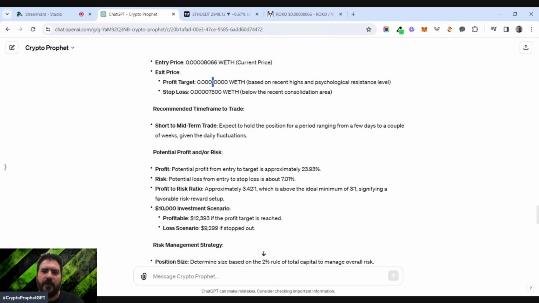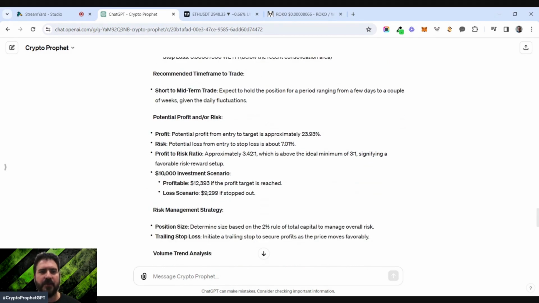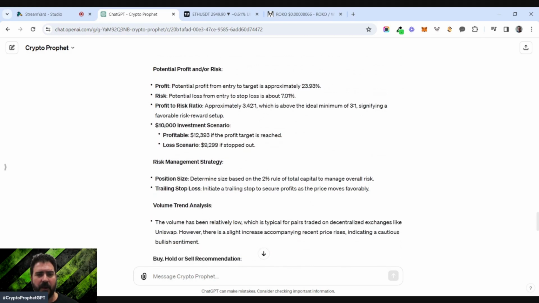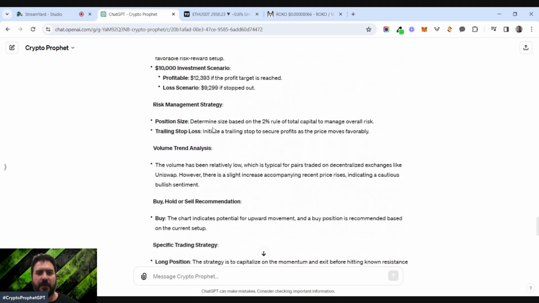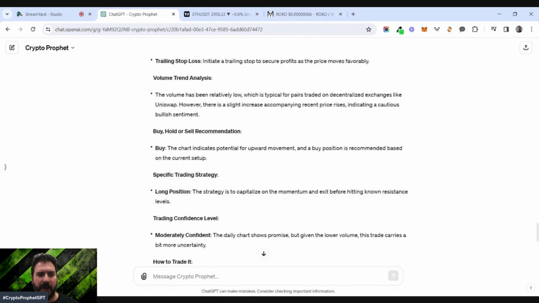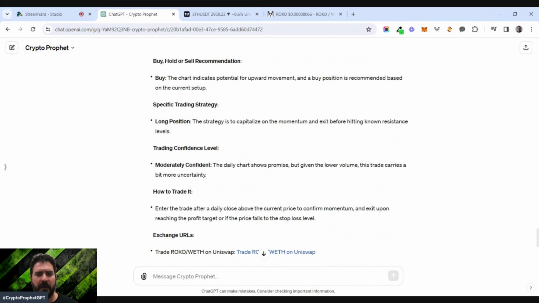Expect to hold the position for a period ranging from a few days to a couple of weeks, given the daily fluctuations. And interestingly, it gives you a profit to risk ratio a little bit higher, approximately a 24% profit and a risk of about 7%, which is a profit to risk ratio of 3.42 to 1, which is actually a little bit more ideal than before. So it's a little bit above 3, and it actually gives you the profit that you'll make if you follow that type of trade. Determine the size based on the 2% rule of total capital to manage overall risk, and so forth. It's a buy, long position, moderately confident.